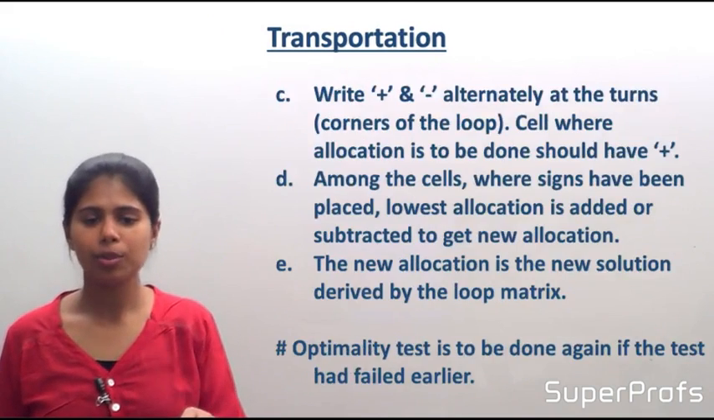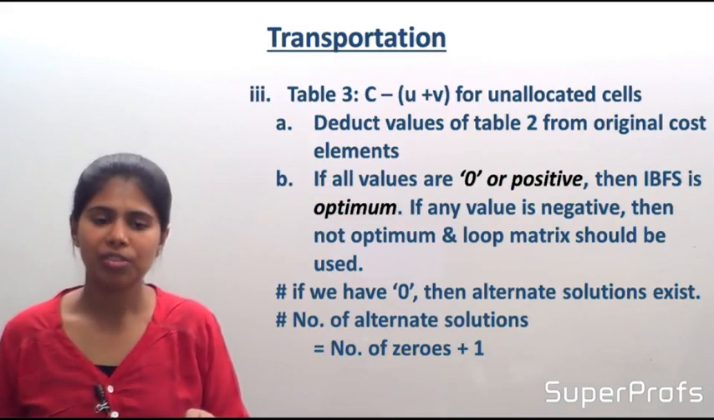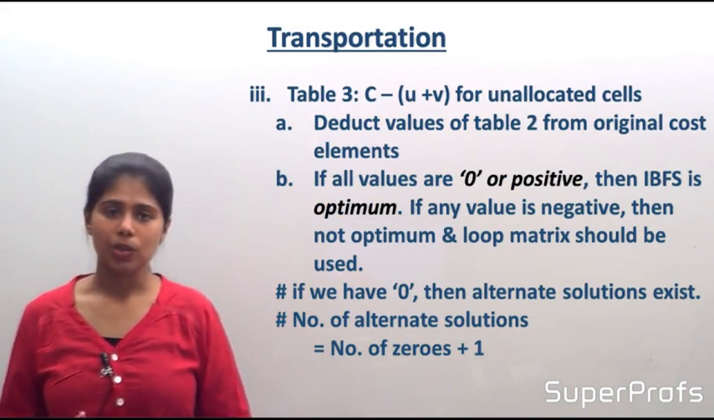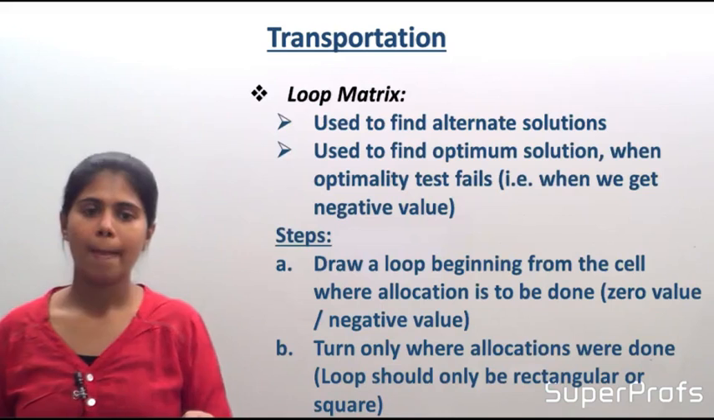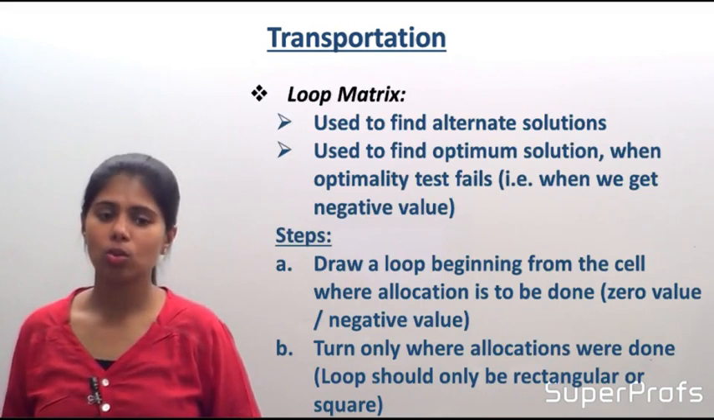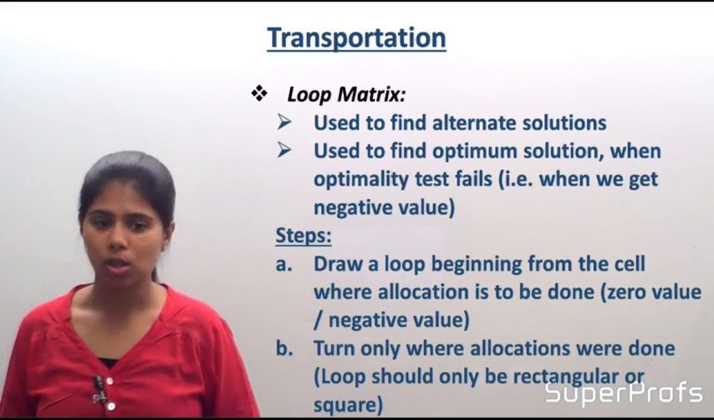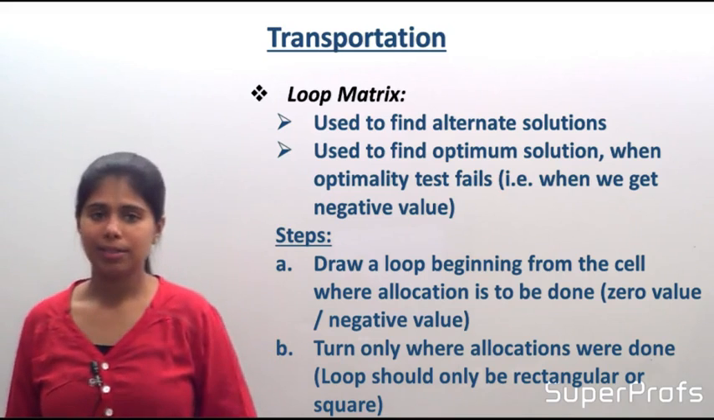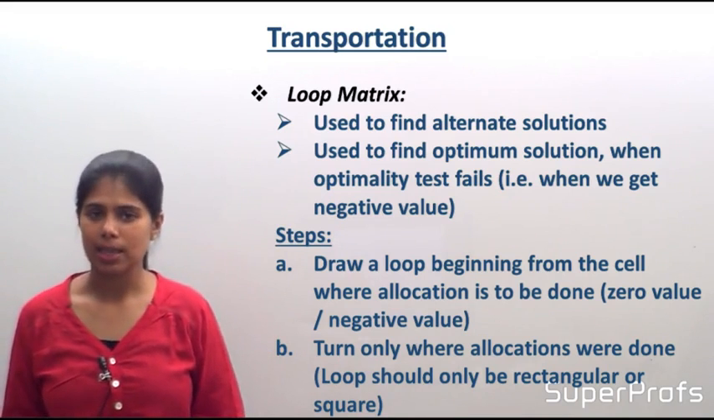There was a concept of a loop matrix. If your solution is not optimum, then you have to use a loop matrix. So what is a loop matrix? A loop matrix is used to find alternate solutions. It is also used to find the optimum solution when the optimality test fails, when we get a negative value in table 3 of the optimality test.